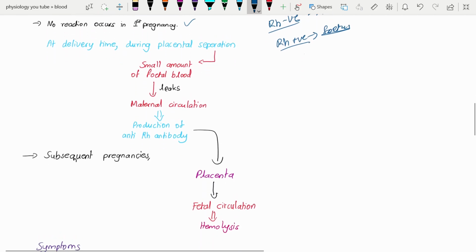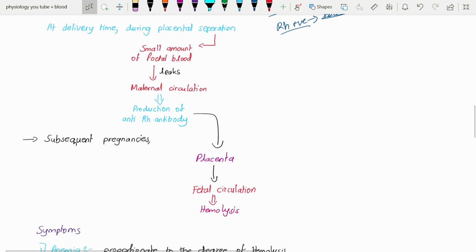Okay, at the time of delivery, at the time of parturition, during the placental separation, a small amount of fetal blood leaks into the maternal circulation. So this fetal blood is leaked into the maternal circulation.